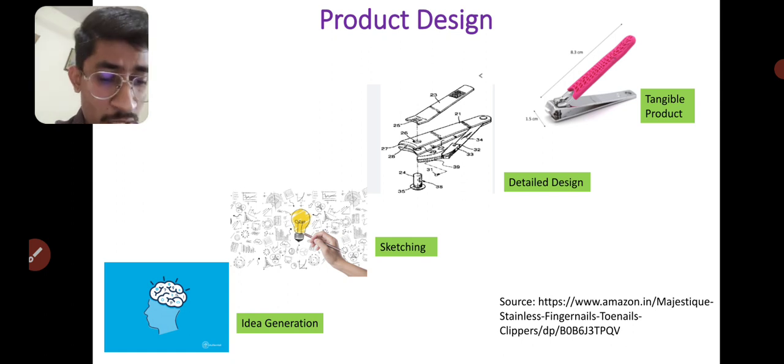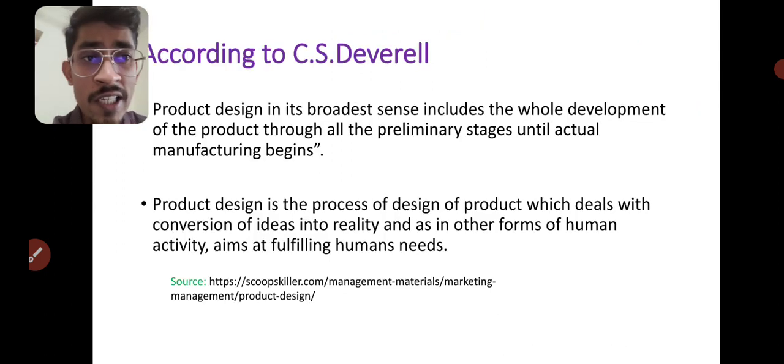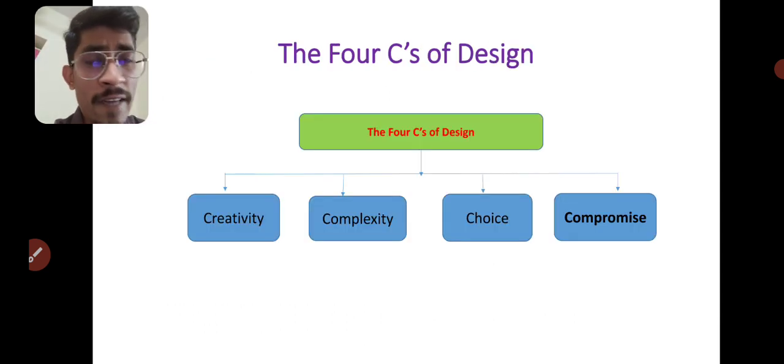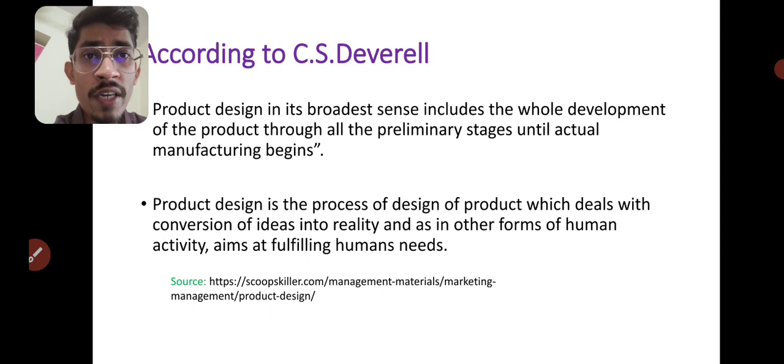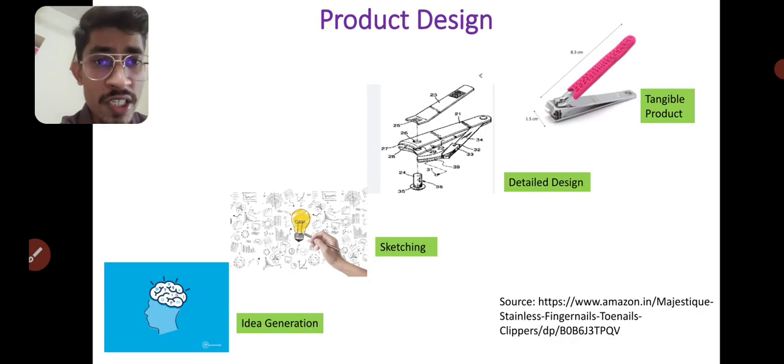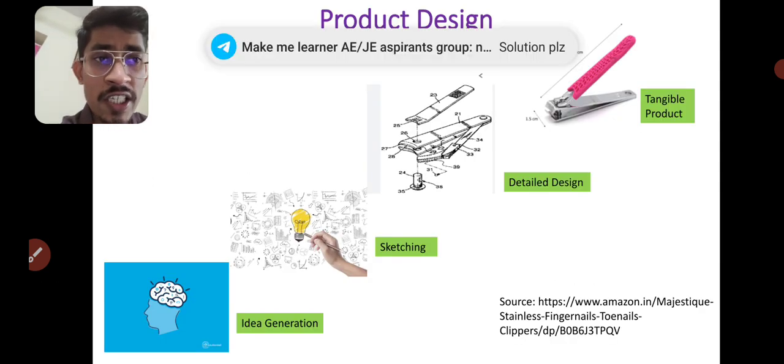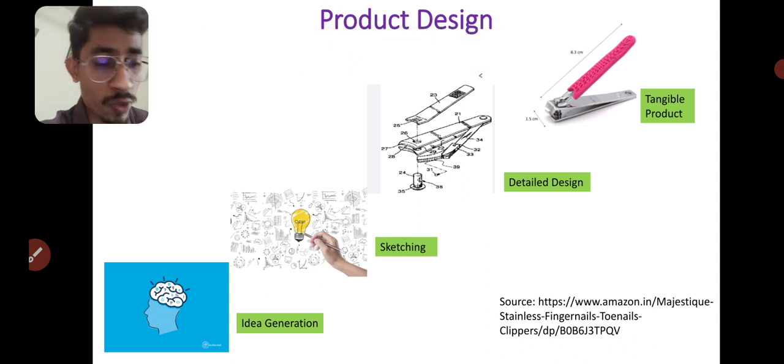Then we gave the SWOT analysis technique: strength, weakness, opportunity, threats. We talked about organization policies related to launching a successful product, and the 4 C's of design and the product design concept in detail. If you need to remember the product design concept, remember these stages: idea generation, sketching, detailed design, prototype, and tangible product. So this is all about the first lecture.